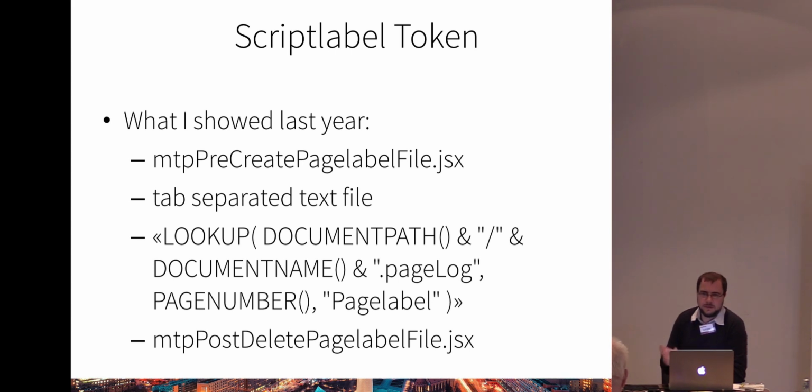Not only the barcode? No, it was the text. Yeah. So they put a script label on it, and they could run a pre-processed script in MadeToPrint that created a text file. The text file was read by a more or less complex token, and then they had a post-processed script file which deleted the temporary text file, and so on. So it worked pretty well, but it was pretty complex.